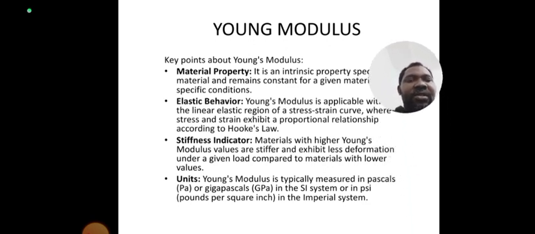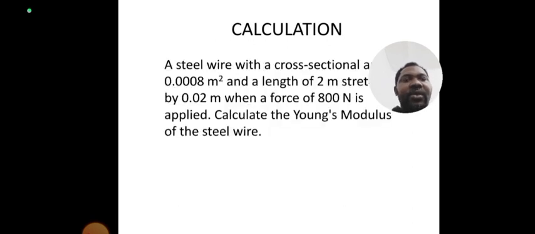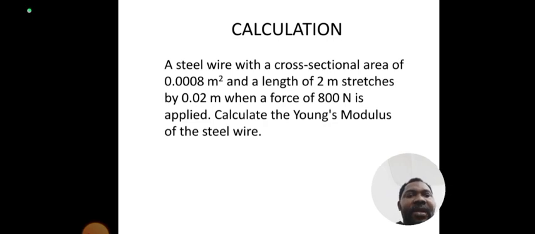Now the unit of Young modulus is typically measured in pascals or gigapascals. Gigapascal means 10 raised to power 9 pascal. That is in the SI, the Standard International System, or you can measure it in PSI, which means pounds per square inch, that's the imperial system. But of course, in Nigeria here we use the SI system. So let's see a calculation here.